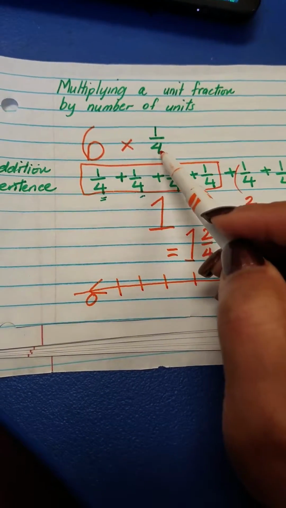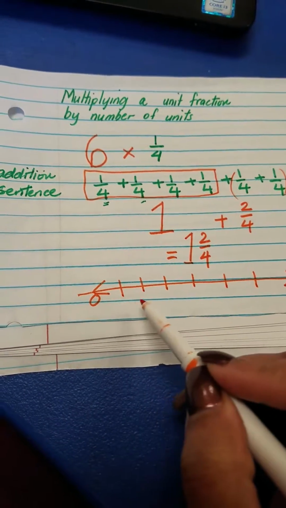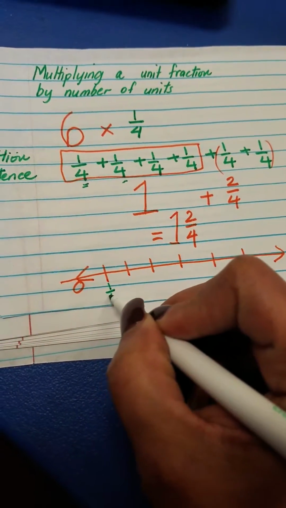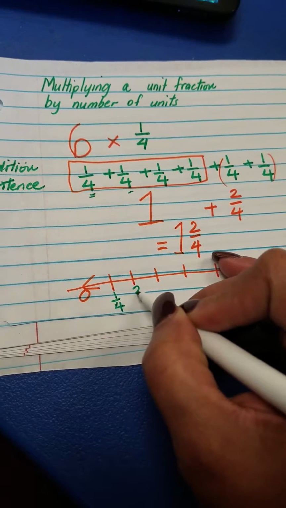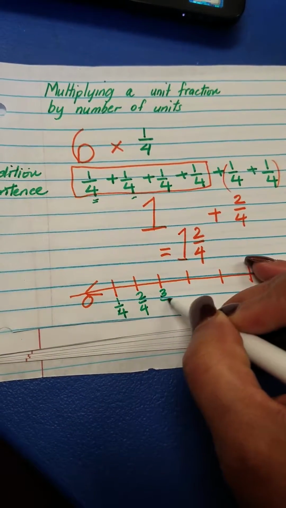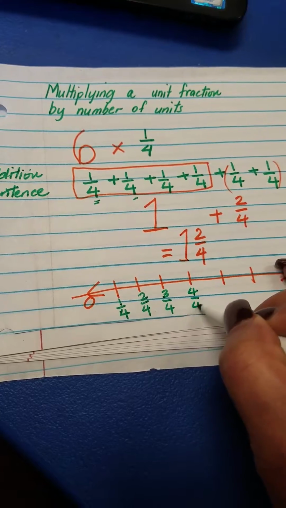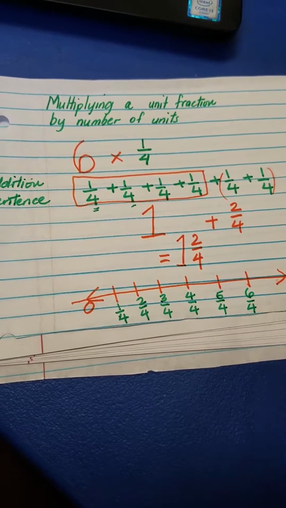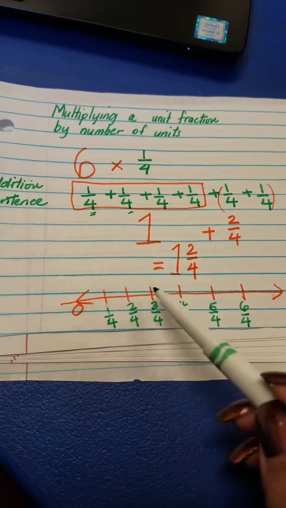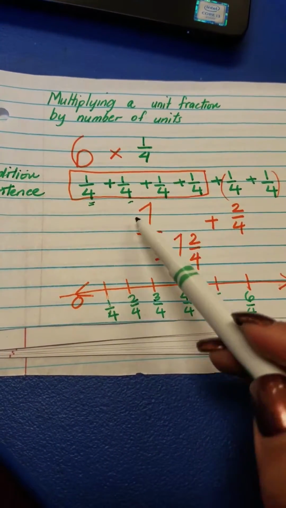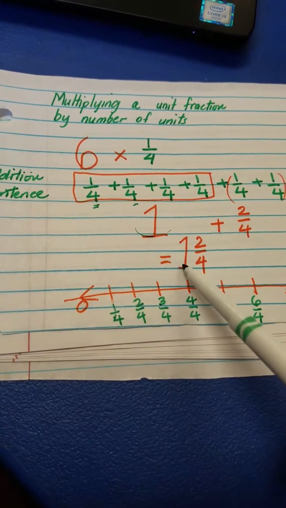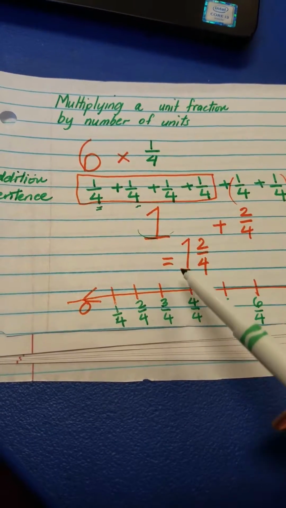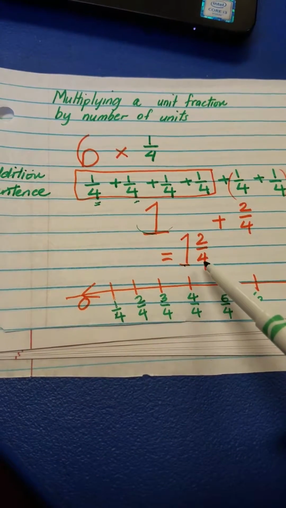And my unit fraction, which is my 1/4, tells me how to label or name my number line. So my number line would now be 1/4, 2/4, 3/4, 4/4, 5/4, and 6/4. Then if I wanted to jump or move on my number line, this helps me to know what to do. It says I should have one whole jump and a jump of 2/4. So one whole jump and then a 2/4 jump.